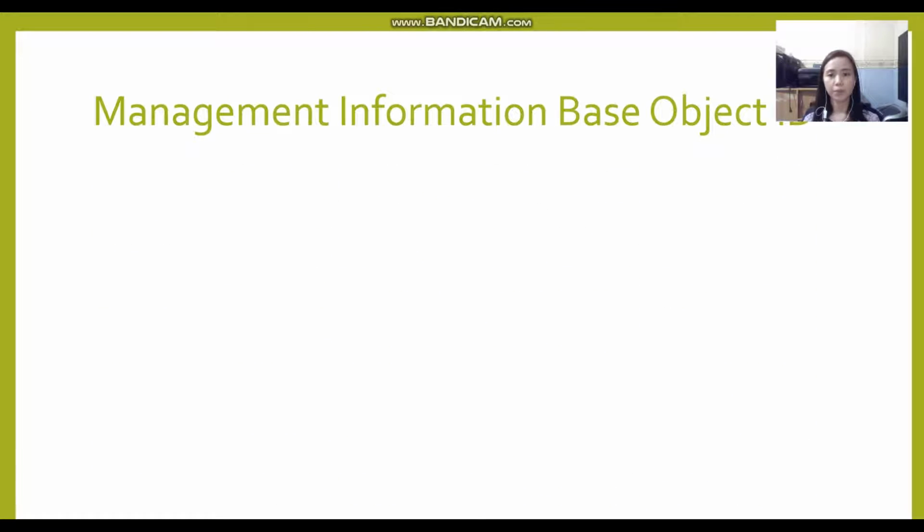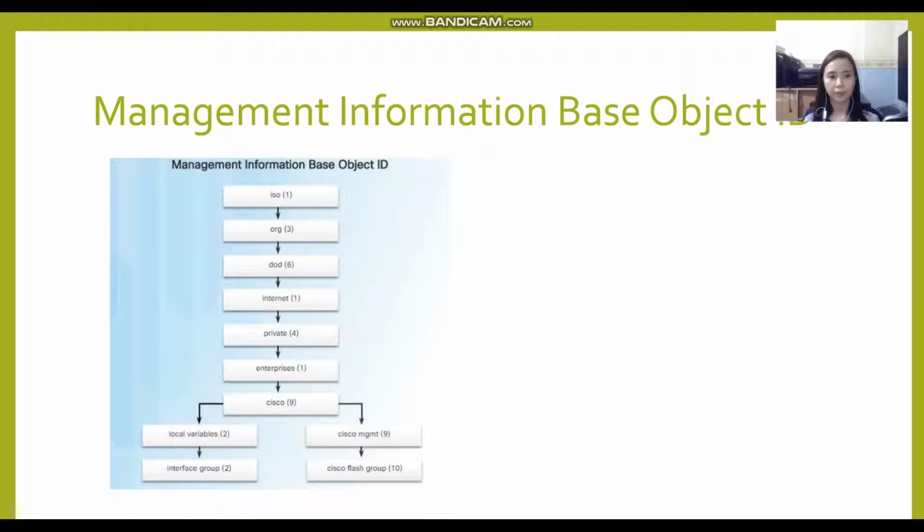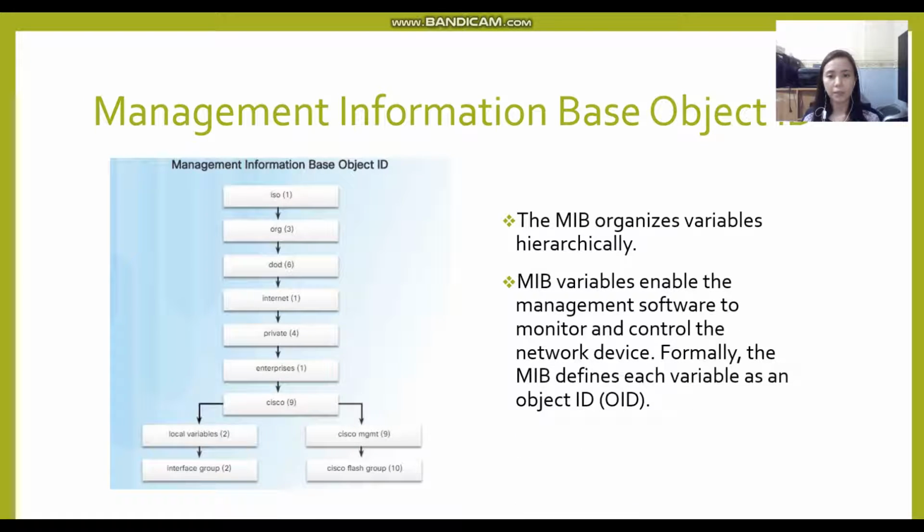Management Information Base object. The MIB organizes variables hierarchically. MIB variables enable the management software to monitor and control the network device. Formally, the MIB defines each variable as an object ID, or OID.